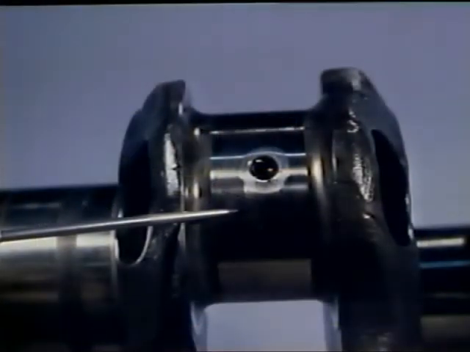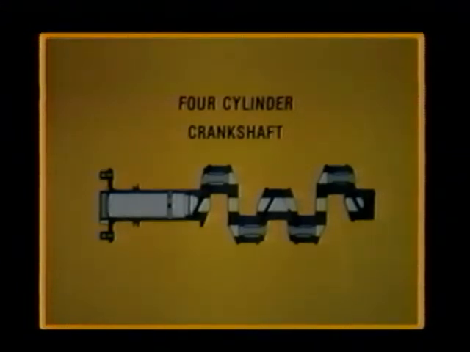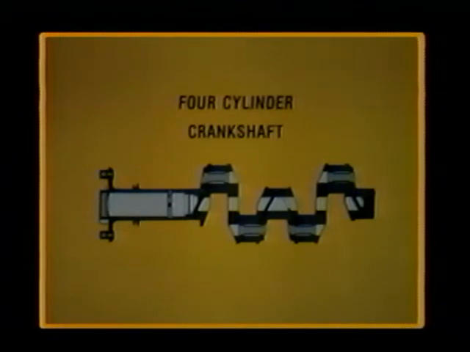The bearing journals are highly polished and ride in soft bearing inserts in the crankcase and connecting rods. The number and arrangement of the cylinders dictate the type of crankshaft the engine will have. The popular four-cylinder horizontally opposed engine uses a four-throw 180-degree crankshaft.